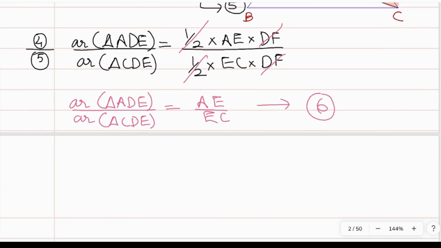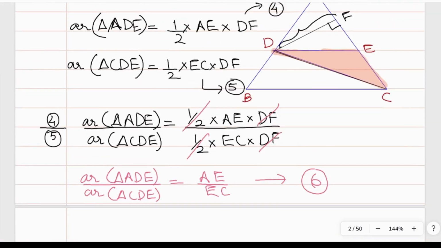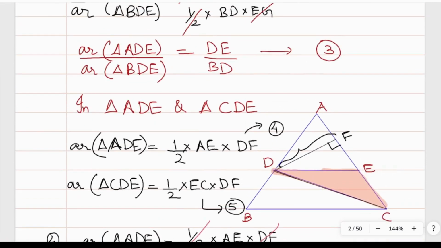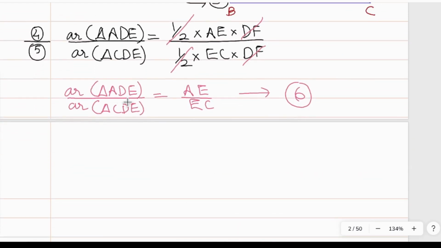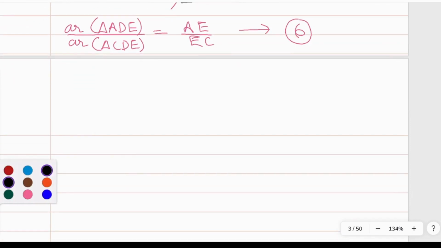Now if you are looking here, now I got AE by EC here also. If you are checking here, you can see that area of triangle ADE by area of triangle BDE equal to DE by BD. Okay. And here you got area of triangle ADE by area of triangle CDE is equal to AE by EC. This much you got. Now one thing we have to write. Now what do you have to write here?